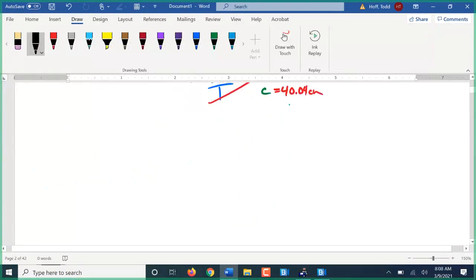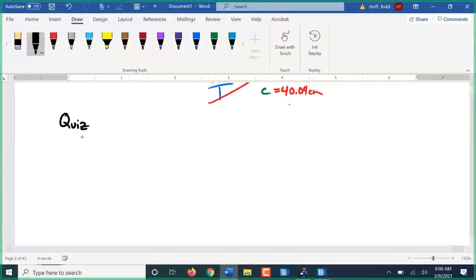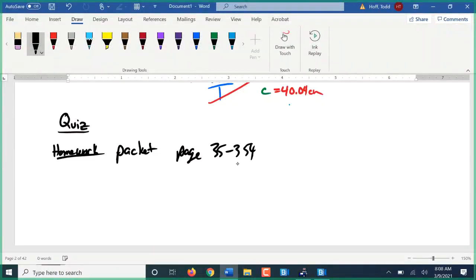Now, there are a couple of things out there for us. There is a quiz on Blackboard for us for today on the basic trig calculations. Then there is homework of a packet I've got posted out there for you. Page 351 through 354, finding the missing sides of those triangles.